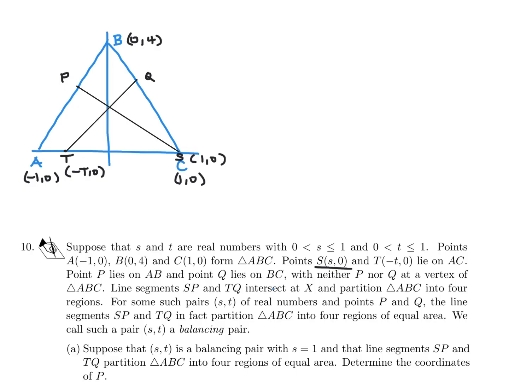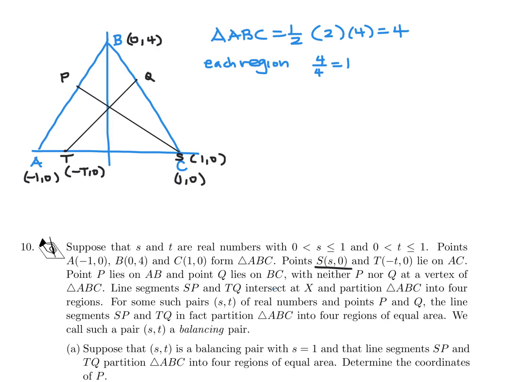All right. So the area of triangle ABC is 1/2 base times height. The base is obviously from A to C, which is 2, and the height is obviously from the origin to B, which would be 4. So that area is 4. Now, if the regions are all equal, and there are 4 of them, each region would have an area of 4 divided by 4, which is 1. Got it?